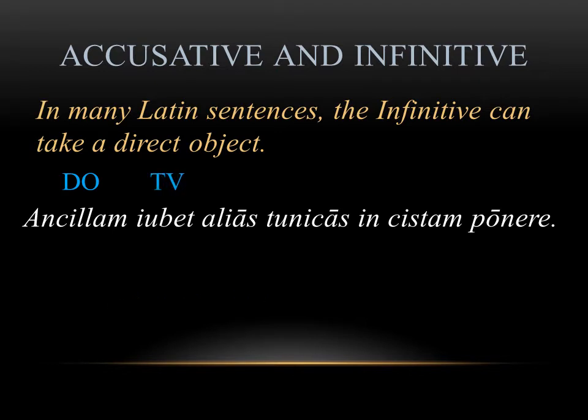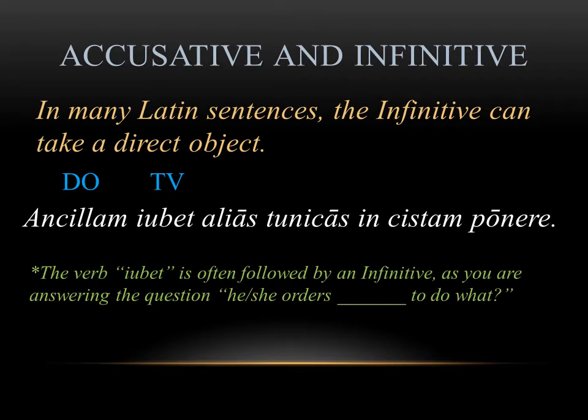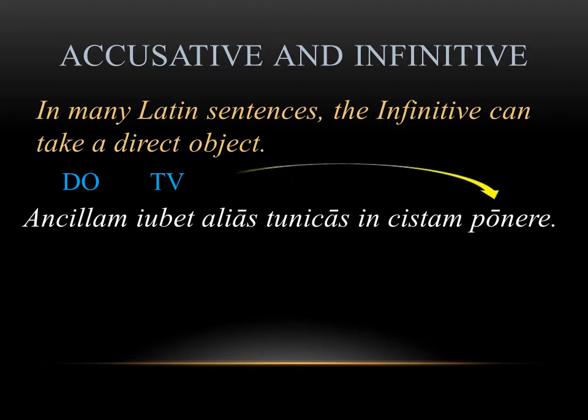Now we know that iubet is a transitive verb, since it's taking a direct object. And you want to remember that the verb iubet is often followed by an infinitive, because you're answering the question, he or she orders blank, the direct object, to do what? And that last part of to do what will be the infinitive. In this case, the infinitive is ponere, which we recognize with the re ending. You're saying he or she orders the slave woman to do what? To place. So we mark ponere with an INF to show that it's the infinitive of our sentence.